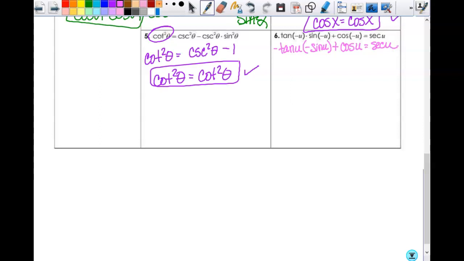All right, so this negative times negative is going to be positive, so I can just not even worry about the sign. So I think I want to take tangent and make it into sine over cosine. So if I take sine over cosine and multiply it by sine, that's going to give me sine squared over cosine plus cosine equals secant.